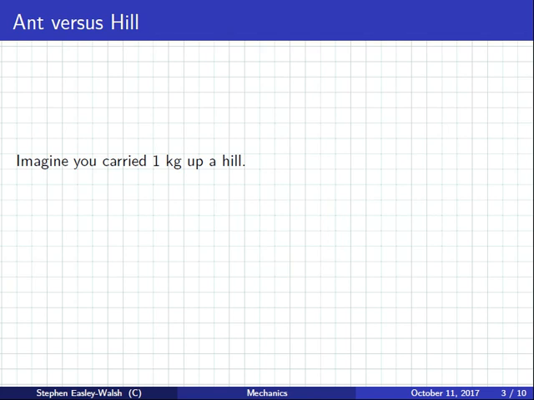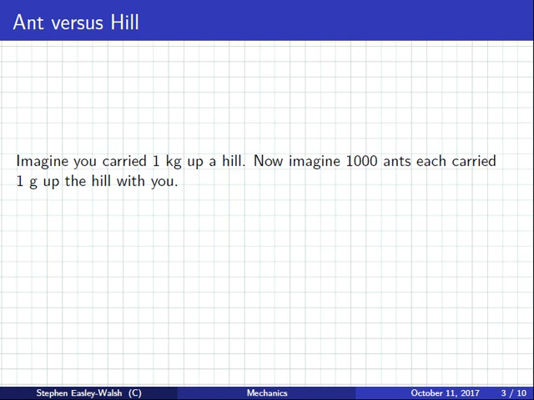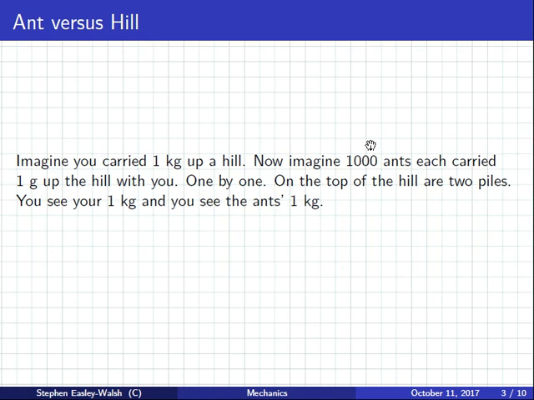Imagine you carry 1 kilogram up a hill. Now imagine 1,000 ants each carry 1 gram up the hill with you. So one ant goes up with 1 gram, another ant goes up with another gram, one by one. Between the two of you, who has done more work? So at the top, there's 1 kilogram and 1,000 grams. You carried the 1 kilogram up, and the ants carried the 1,000 grams up one by one. So you see your 1 kilogram and the ants' 1 kilogram. Who did more work? What do you think?